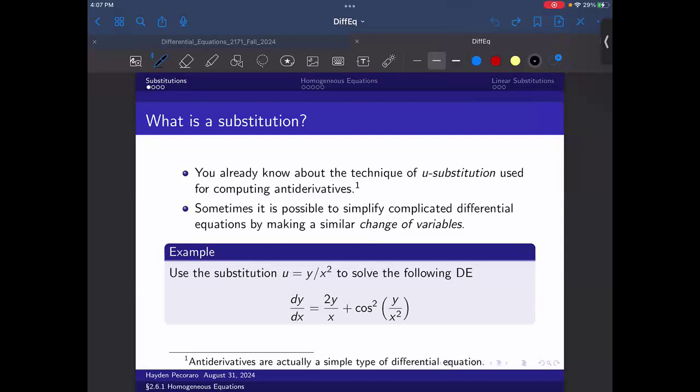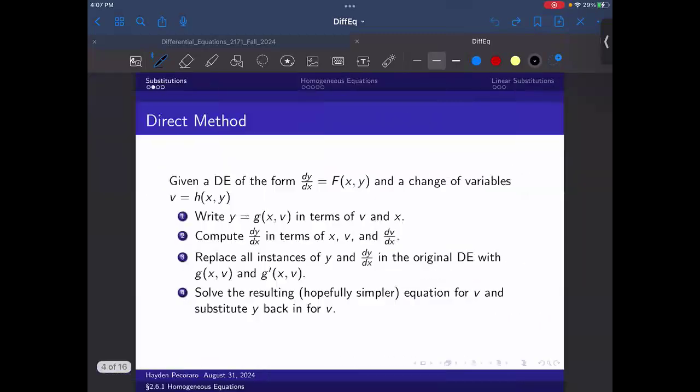Okay, so what do we do? There's a direct method, a process written out here for you, which we will go through. You want to take a differential equation in the standard form that we've seen already for first orders. And then you have some function of x and y that you're using to define a new variable. Usually you can solve that for y. This gives you a way to plug in something for y to only get x's and v's. So you're creating a new differential equation like this.